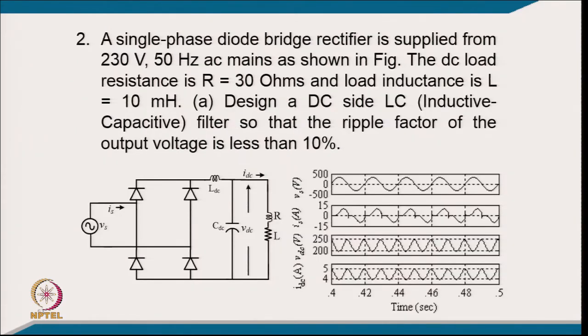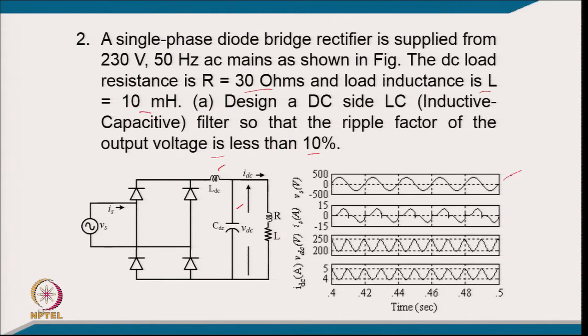Coming to example 2: a single phase diode bridge rectifier is supplied from 230 volt 50 hertz AC mains as shown in the figure. The DC load resistance is 30 ohm and the load inductance is 10 millihenry. Design a DC side LC filter so that the ripple factor of the output voltage is less than 10%. This is the LC filter we are designing for this diode rectifier.